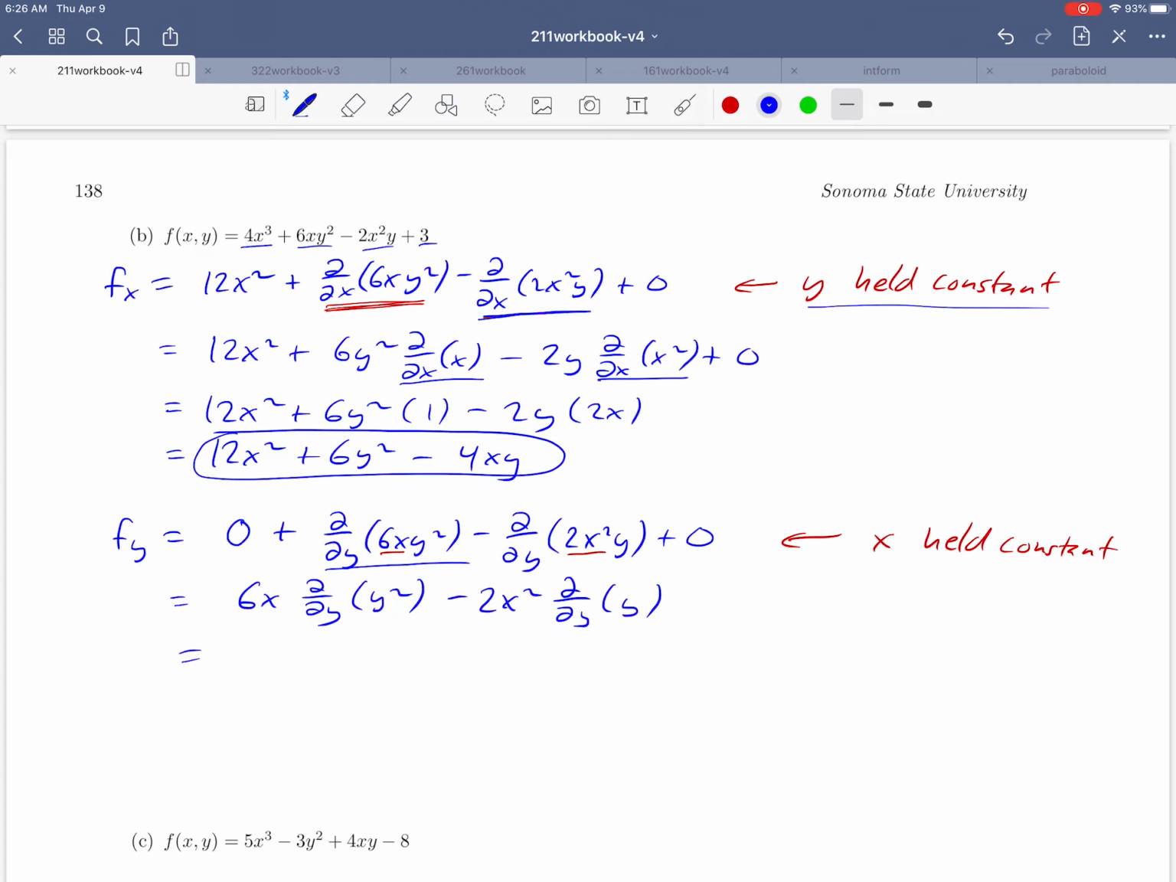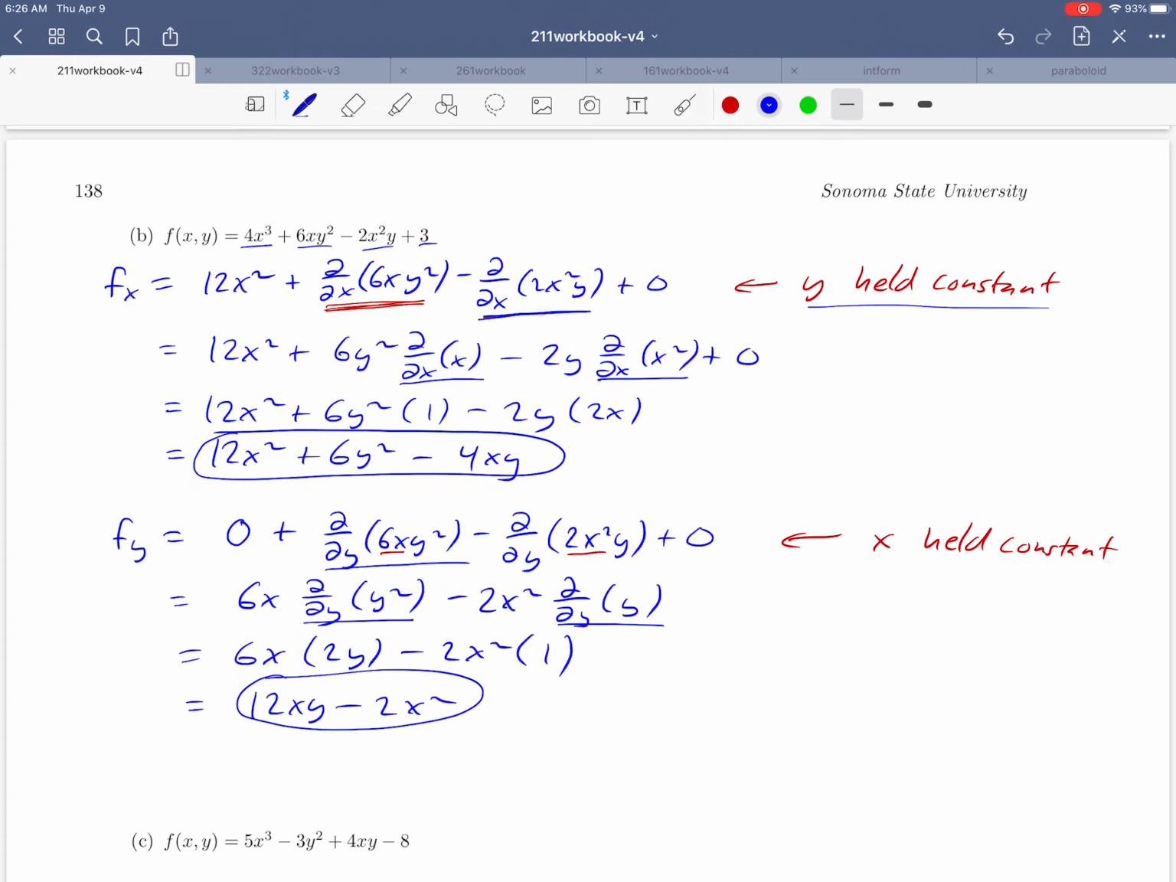Okay, and so let's see, simplify a little bit here. So we need the derivative of y squared. That's going to be 2y. And over here, the derivative of y, that's just going to be 1. So one last step of simplification. Looks like we're going to get a 12xy minus a 2x squared. And that should be our answer.